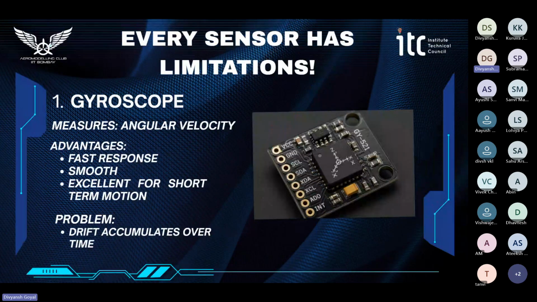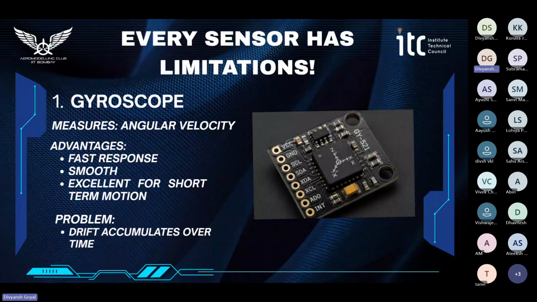We're going to talk about some limitations of sensors, which reflect the importance of sensor fusion. First is the gyroscope, which measures the angular velocity. The advantages are that it has a very fast response and is excellent for short-term motion. But the problem is that for long-term motion, it will throw a large amount of error. For example, the gyroscope will measure a certain angular velocity, but we need to calculate the tilt angle, so we have to integrate it with time.